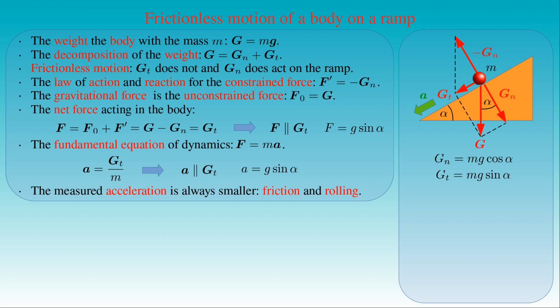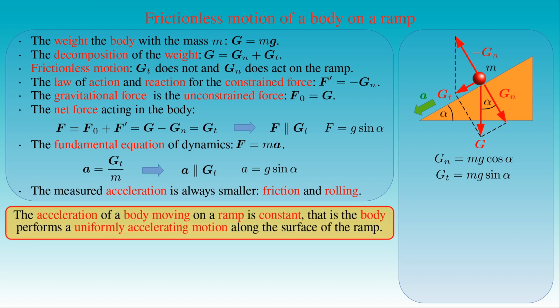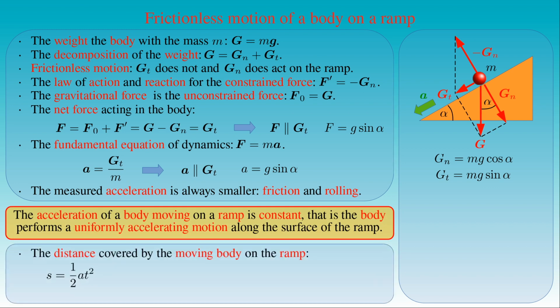However, the acceleration is still constant in both cases, and the body moving on a ramp performs a uniformly accelerating motion. As a result, the distance s covered by the body sliding on or rolling down the ramp under the influence of gravity is given by 1/2 times the magnitude of the acceleration a of the body, times the square of the time t measured during its motion. In other words, the distance s between the initial and the final positions of the body is directly proportional to the square of the elapsed time t. This fact was demonstrated by Galileo in his inclined plane experiment, as we discussed in kinematics.